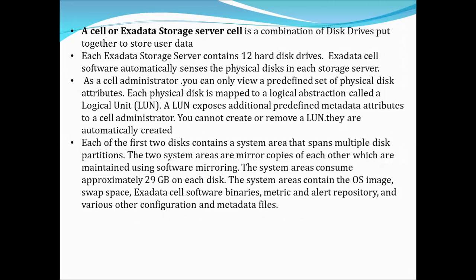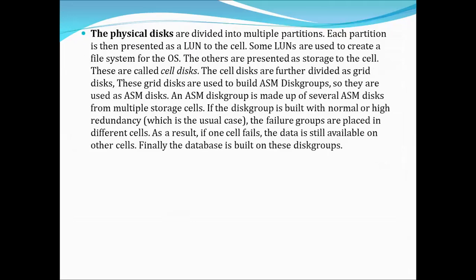Each of the first two disks contains a system area that spans multiple disk partitions. The two system areas are mirror copies of each other, maintained using software mirroring. The system area consumes approximately 29 GB on each. It will store the OS, swap space, Exadata software binaries, metrics, and the alert repository. In the Exadata storage server, we have physical disks. Physical disks are divided into multiple partitions. Each partition is then presented as a LUN. Some LUNs are used to create file systems.